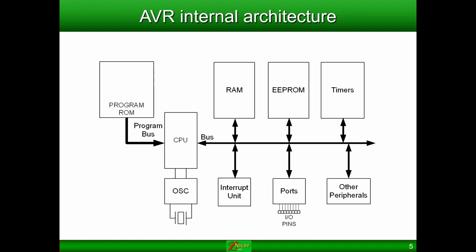Now here we see the AVR internal architecture. So here we see that the programmable ROM is connected to the CPU. We have RAM, EEPROM, timers, interrupt unit, ports, and other peripherals. Also, we have the oscillator that gives the pulses to the CPU, and they are all connected by buses.